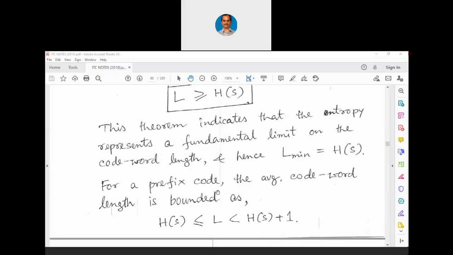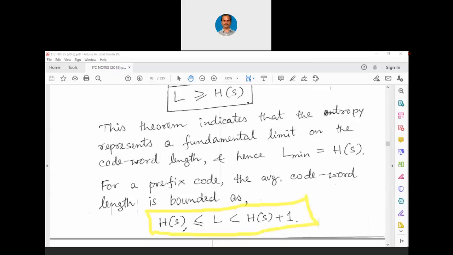For a prefix code, I should again say it's a no-prefix code, but prefix code is a convention. For a prefix code or for an instantaneous code, the average code word length is bounded as L is in between entropy and entropy plus 1. Now this you can remember, this will be useful for us.